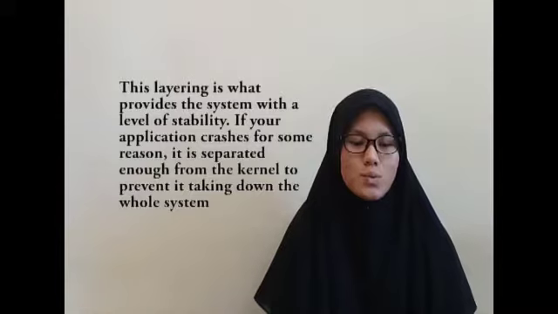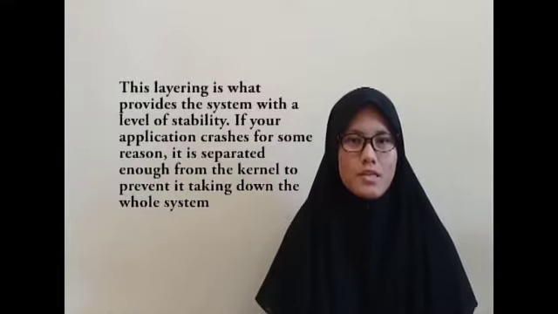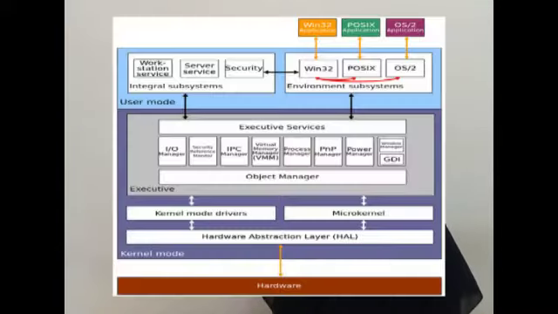This layering is what provides the system with a level of stability. If your application crashes for some reason, it is separated enough from the kernel to prevent it taking down the whole system. Now, I will explain the Windows architecture diagram.